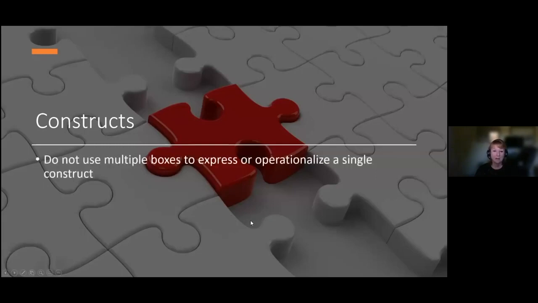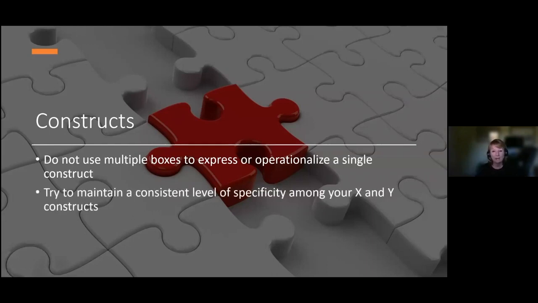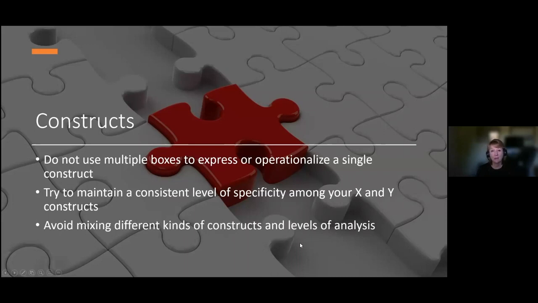So a few other tips for constructs. Just one box per construct. Don't try to use more than one box to express a single construct. Try to maintain a consistent level of specificity among the independent and dependent variables, and avoid mixing different kinds of constructs and levels of analysis. Sometimes you have to, but normally you don't want to have some team level variables and then higher level variables like organizational outcomes. So try to keep them on the same level and the same amount of specificity to the extent that you can. Again, depending on what the theory is, lots of times in supply chain management, we're looking at performance of a supply chain or an organization. Because that's the kind of theory that we're looking at, that would suggest it is okay to have multiple levels, but try to avoid that to the extent possible.